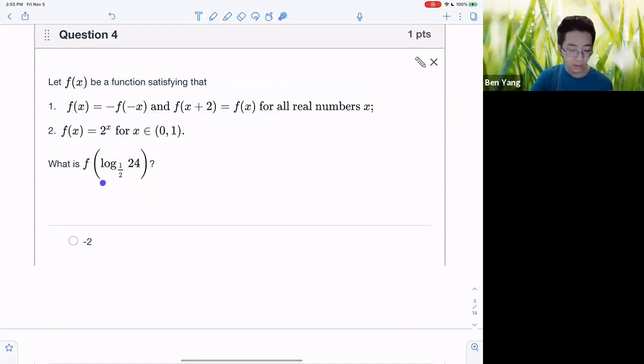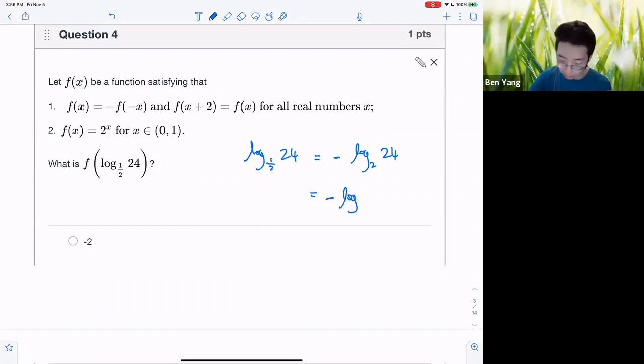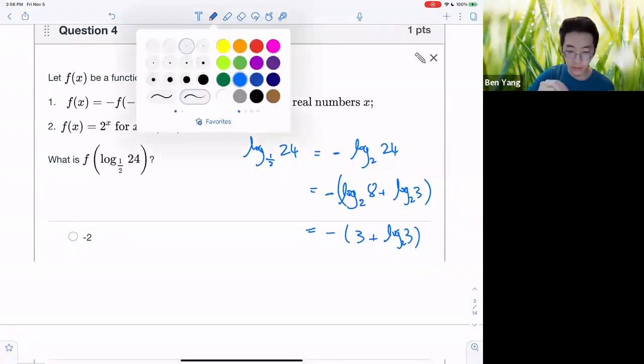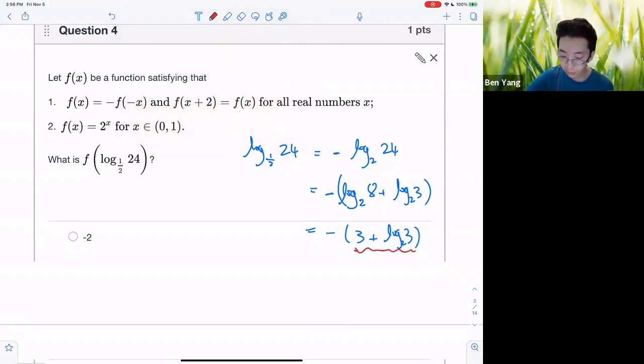So now let's first do some estimate of log 1/2 of 24. What is that? So log 1/2 of 24. First of all, that's negative log 2 of 24. That's negative log 2 of 8 plus log 2 of 3. So that's negative 3 plus log 2 of 3. Log 2 of 3 is 1 point something, right? Less than 2, larger than 1. So this number here is 4 point something. It's between 4 and 5.